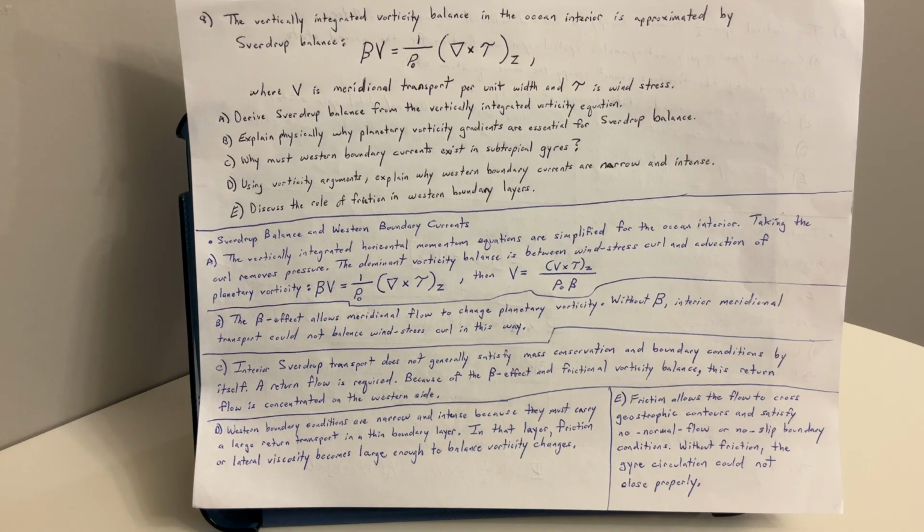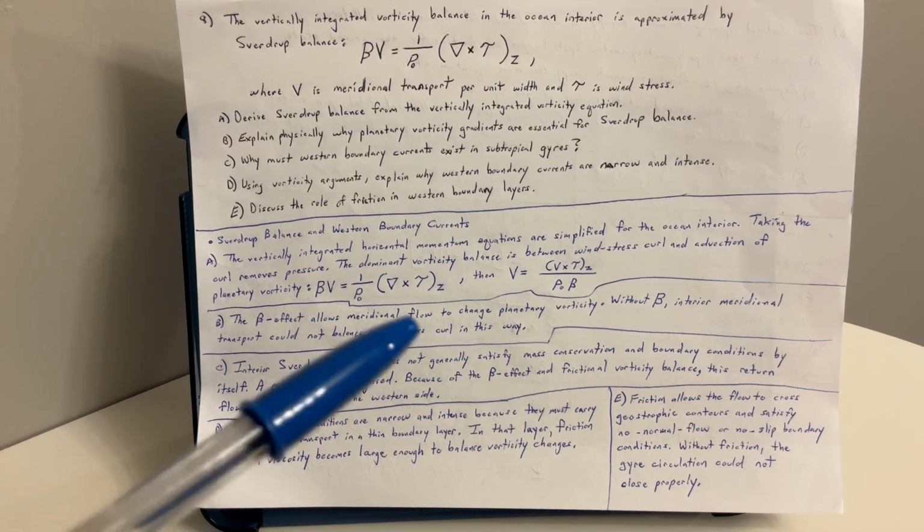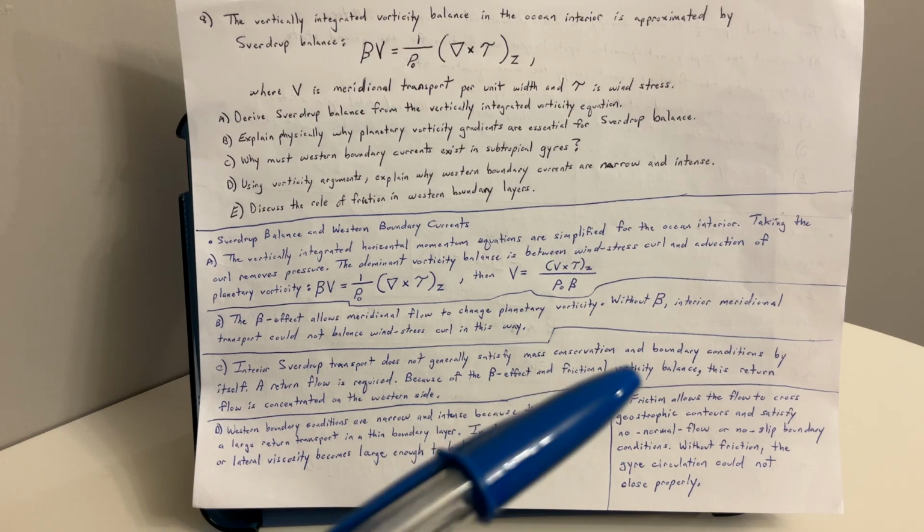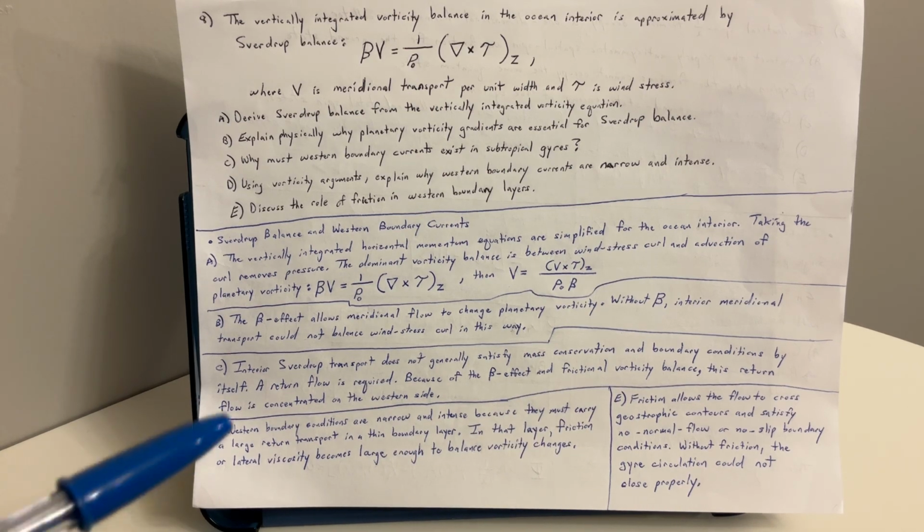Part C, why must western boundary currents exist in subtropical gyres? So right here, interior Sverdrup transport does not generally satisfy mass conservation and boundary conditions by itself. Return flow is required, and because of this beta effect and frictional vorticity balance, this return is concentrated on the western side.